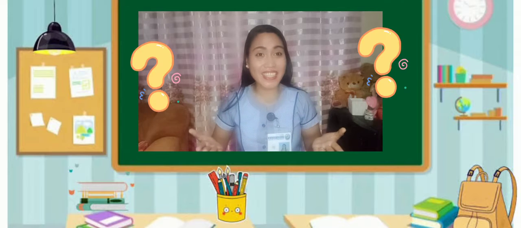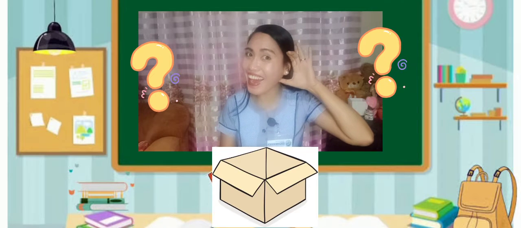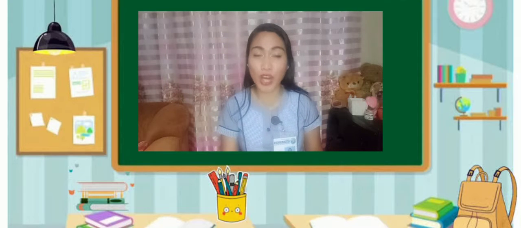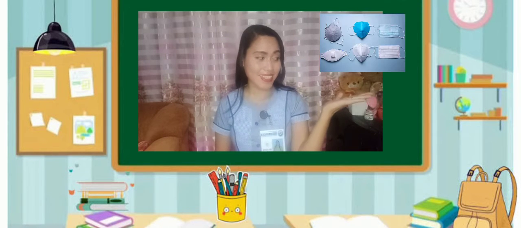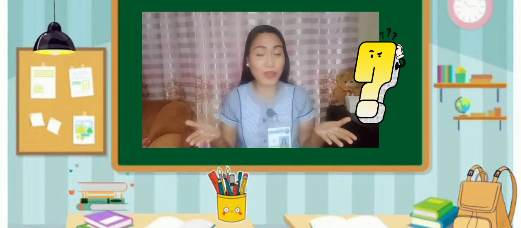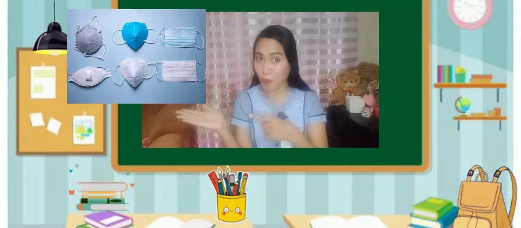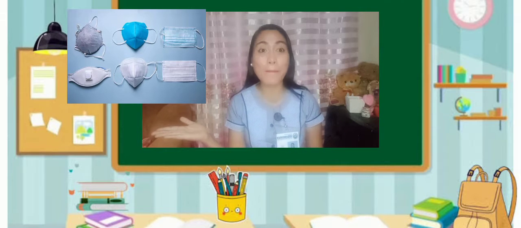Now, what did Tom see inside Anna's box? Okay, that's correct. Tom saw face masks, face shields, and bottles of alcohol. Very good! Can you count these things? Let's try to count the masks. 1, 2, 3, 4, 5, and 6. That's right! You can count the masks. There are 6 masks.